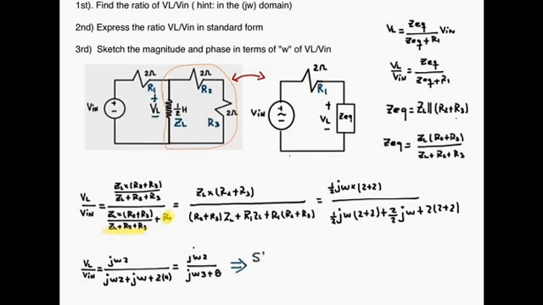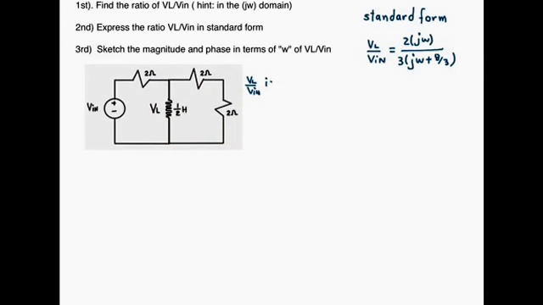The next step is to put this in a standard form. Standard form means that we're going to leave the j omega standing alone, so we have to factor out 2 in the numerator, and in the denominator we factor out 3. The expression is 2 times j omega on top divided by 3 times j omega plus 8 divided by 3. Now we can see that V sub L divided by V sub N is a complex number on top and a complex number at the bottom.